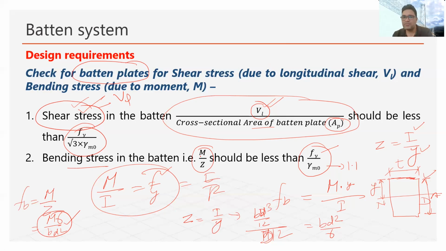This is actually a topic of strength of materials, so it has been discussed earlier also. Based on this, we find the bending stress. So this FB value should be less than the permissible value. If it is less than this, then we can say that the size of the batten is safe. Otherwise, we have to revise the size.